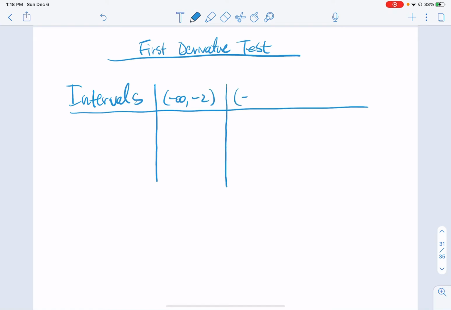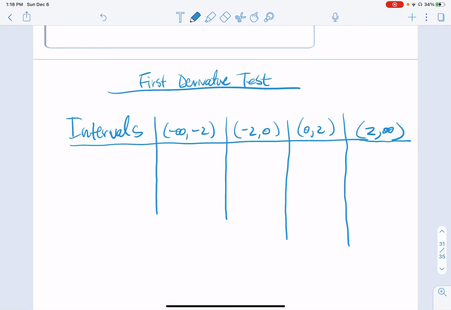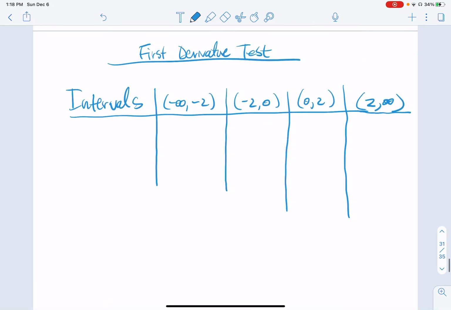And the first interval is going to be from negative infinity to negative 2. And then we have one from negative 2 to 0, I believe. From 0 to 2. And then Buzz Lightyear's favorite, from 2 to infinity. Okay. Wow, look at that table. It looks so, I don't even know, lopsided.